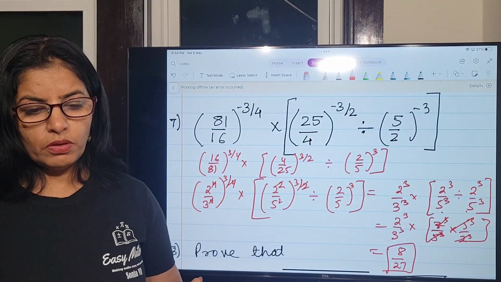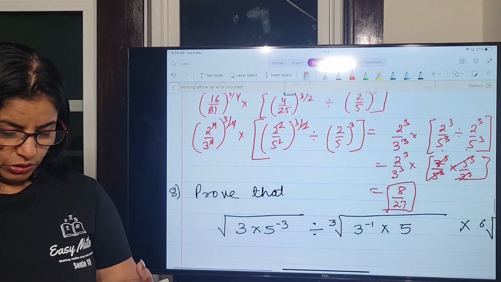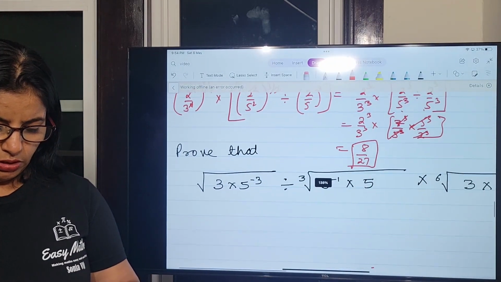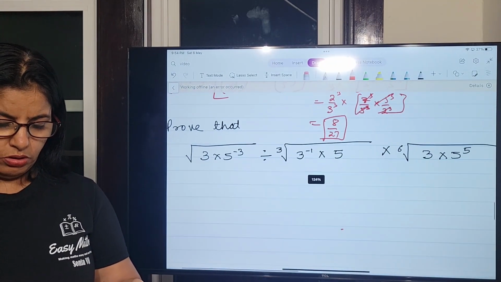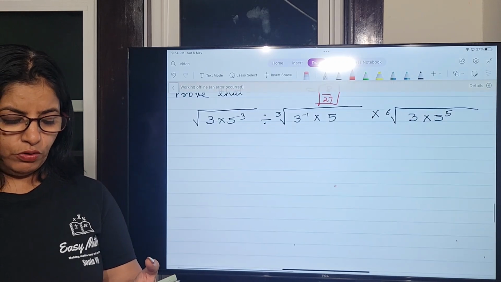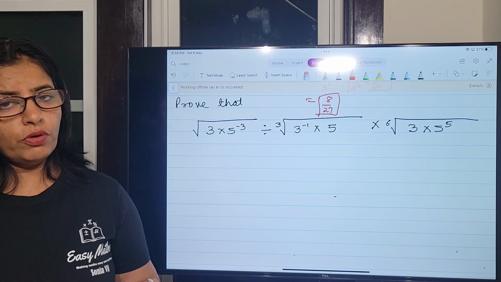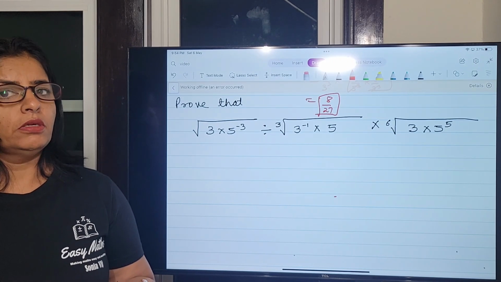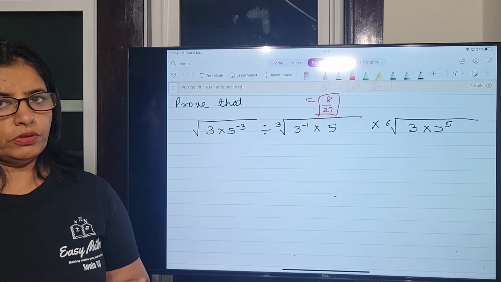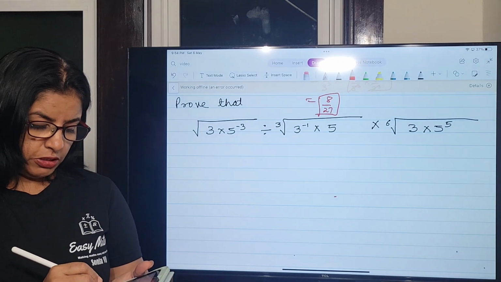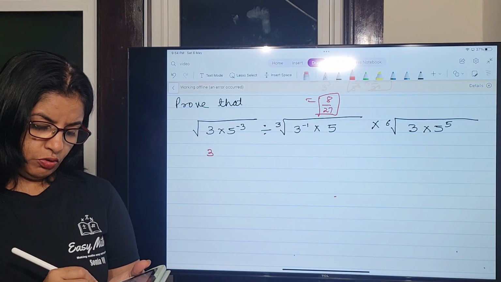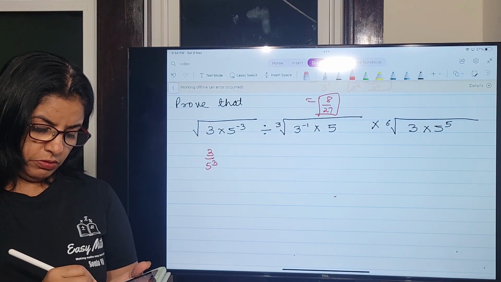Okay. Moving on to the next question. Okay, this is the question. This is a large question. Looks complicated, but if we follow the steps, I would again suggest pause the video, solve it yourself, apply the tricks. If it doesn't work, then watch it further. So the first step, we change it to positive power.